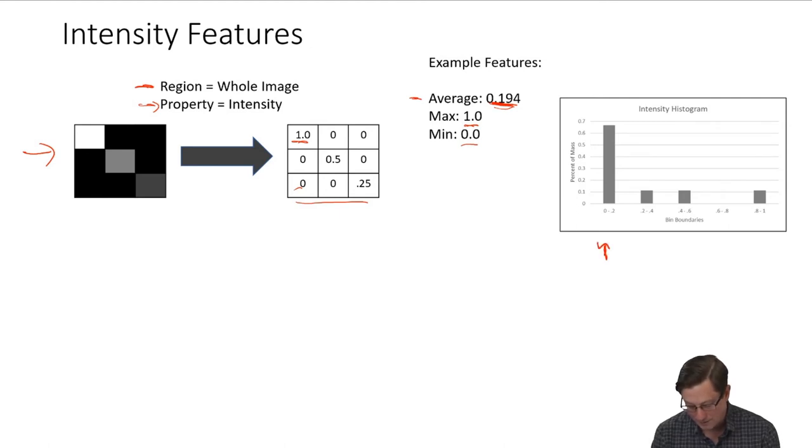And so what this histogram says is, let's break it up into intensity bins and count how many pixels have the intensity of 0 to 0.2, how many are 0.2 to 0.4, 0.4 to 0.6, and so on, all the way up to fully white. From this histogram, you could see not only is the average of the image dark, but really like 65% of the pixels are dark.